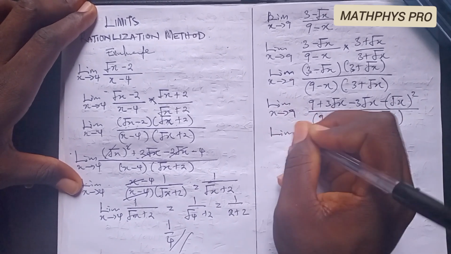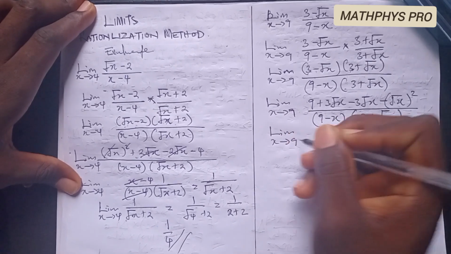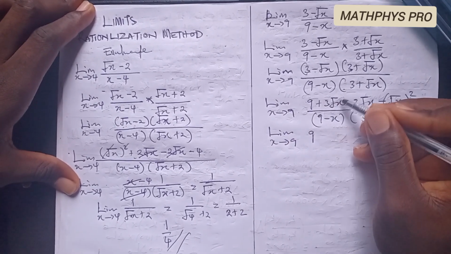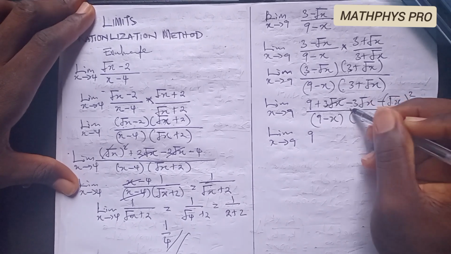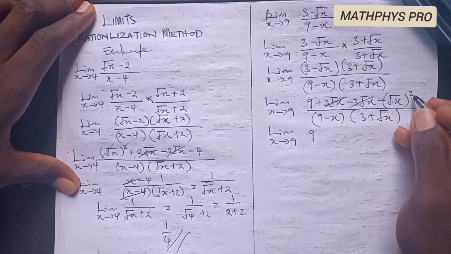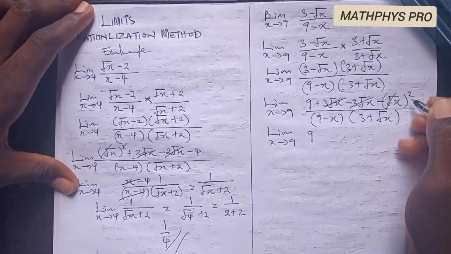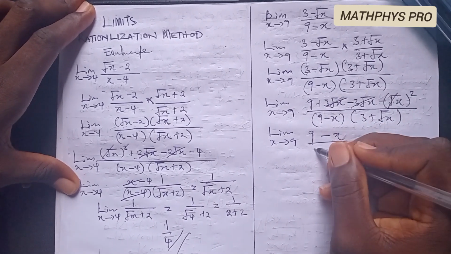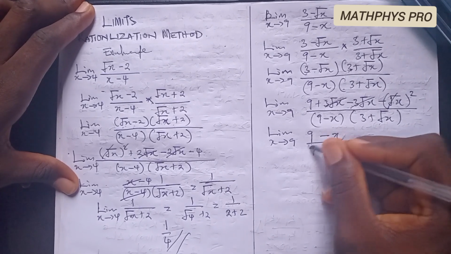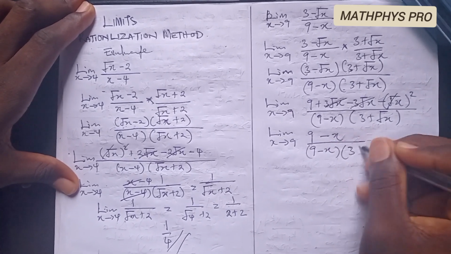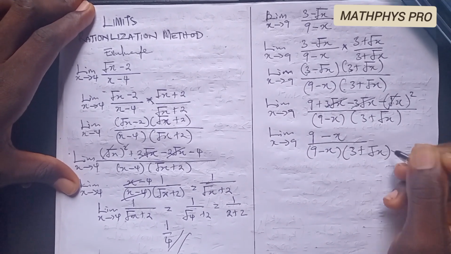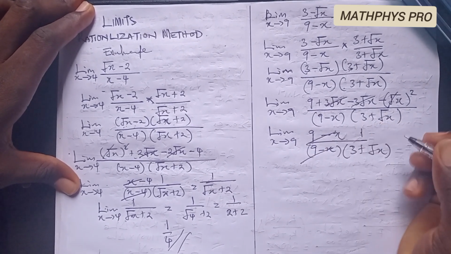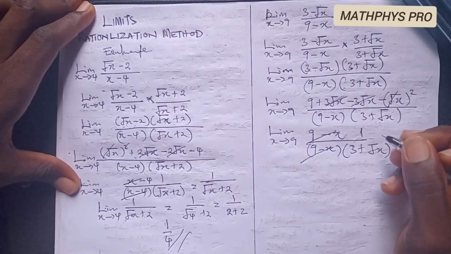So the limit as x tends to 9, we have 9, bring the 9. Plus 3 root x minus 3 root x cancel out each other. This square cancels out the root, so we have minus x. (9 minus x) over (9 minus x) times (3 plus root x). This can cancel out this. We are left with 1.